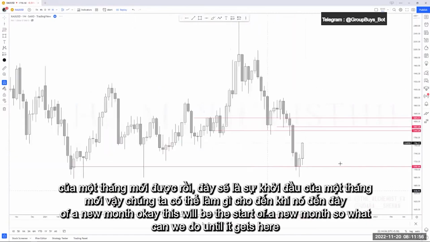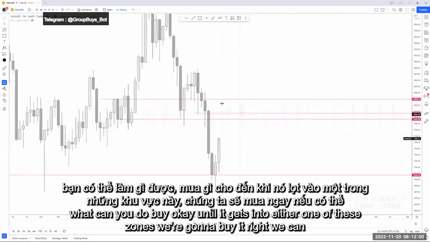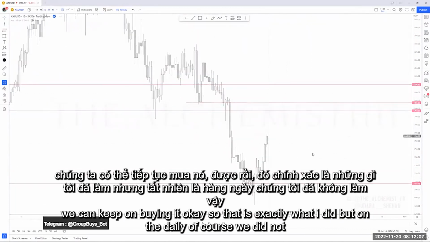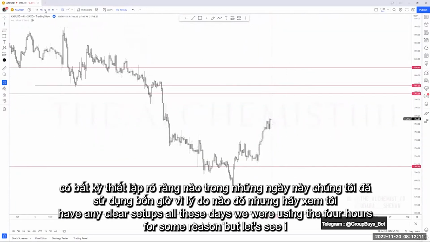So what can we do? Until it gets here, what can you do? Buy. Okay, until it gets into either one of these zones, we're gonna buy it, right? We can keep on buying it. So that is exactly what I did. But on the daily, of course, we did not have any clear setups. All these days we were using the 4 hours for some reason.